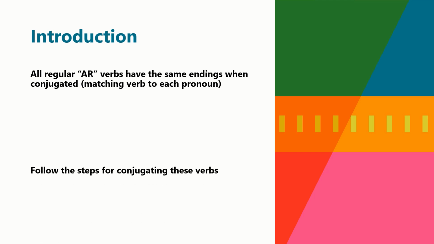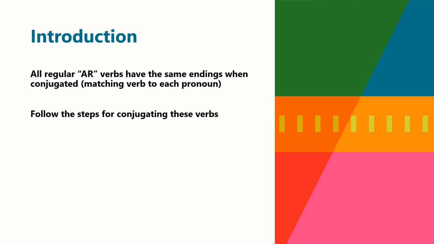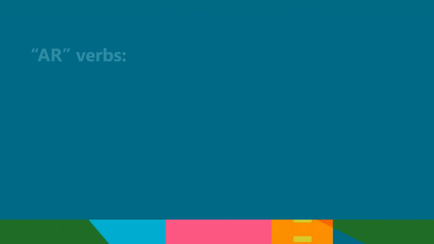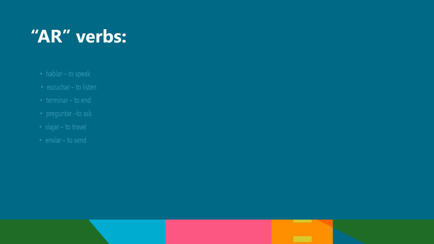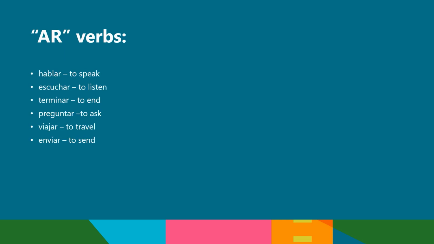Now, these are the steps for conjugating AR verbs. So let's take a look at AR verbs to find out what they are first. Here's some examples. AR verbs, you have a variety. These ones, hablar, escuchar, terminar, preguntar, viajar, and enviar, all end with AR. You see the meanings of each. We are going to learn how to conjugate these.